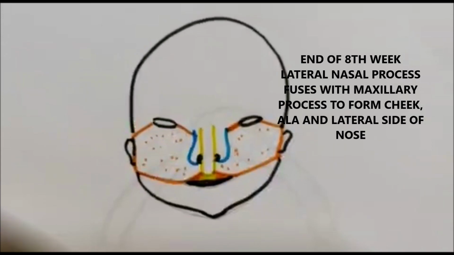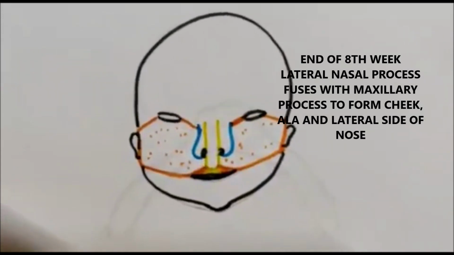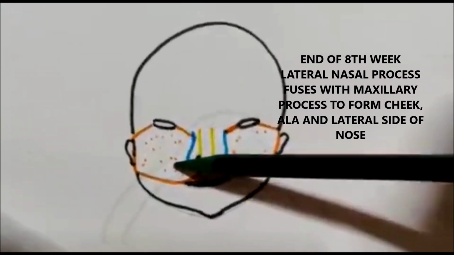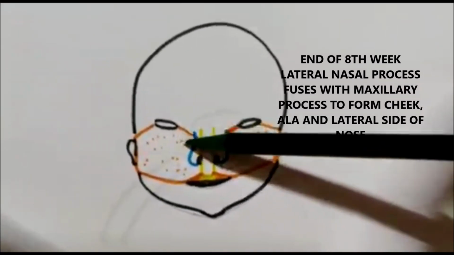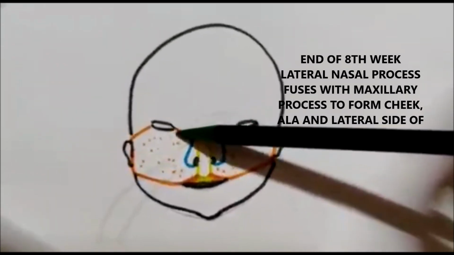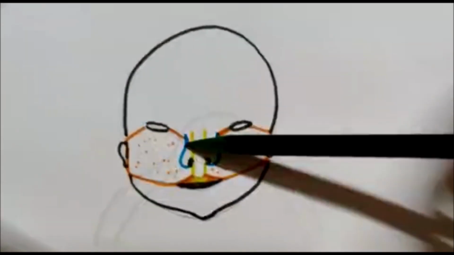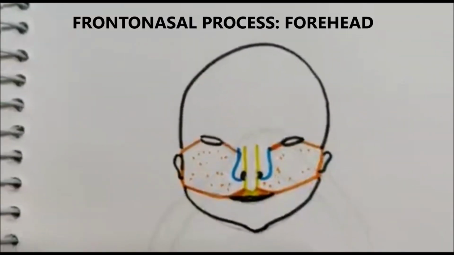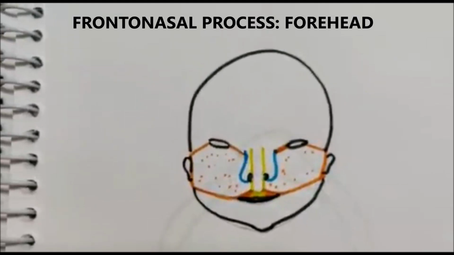At around the end of the 8th week, the lateral nasal process will also fuse with the maxillary process, and that will lead to the development of the cheek area. At the same time, the nasolacrimal duct will also be covered. This particular picture is giving us an idea where various parts of the face have developed from.